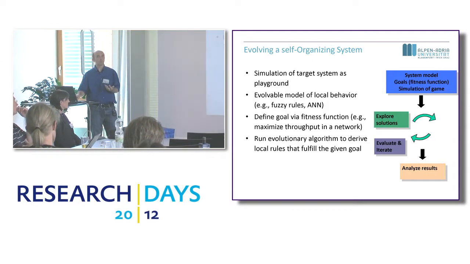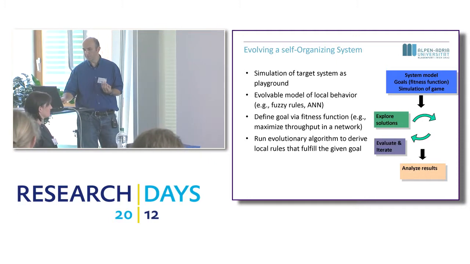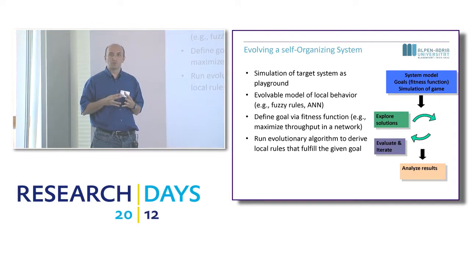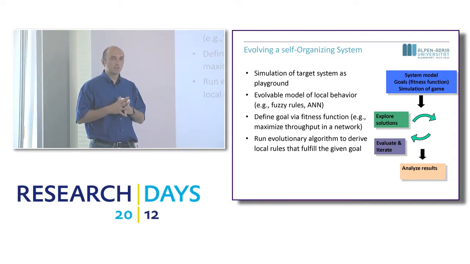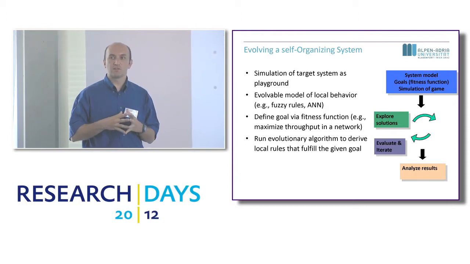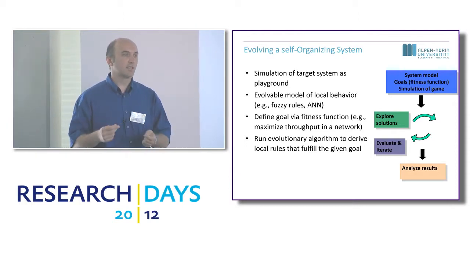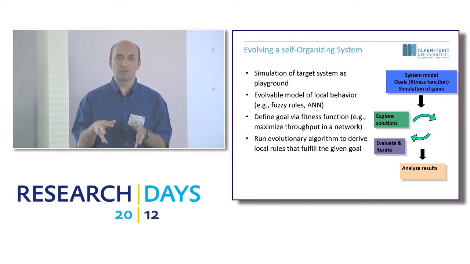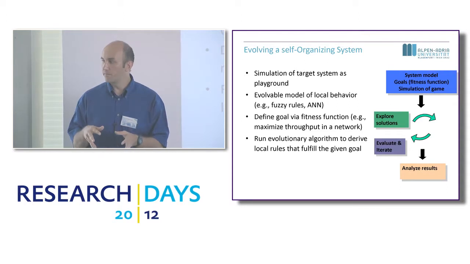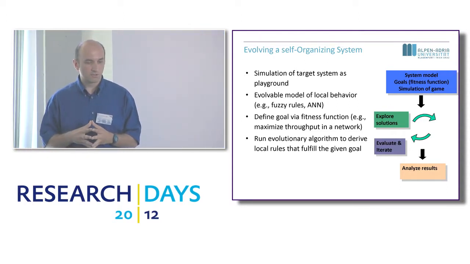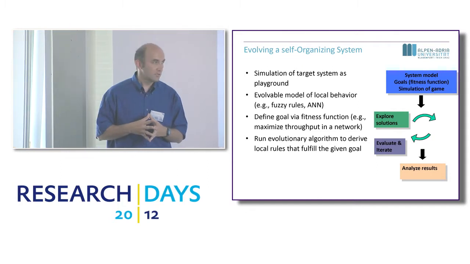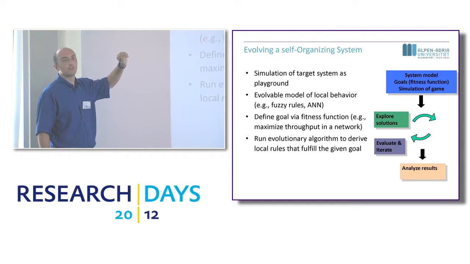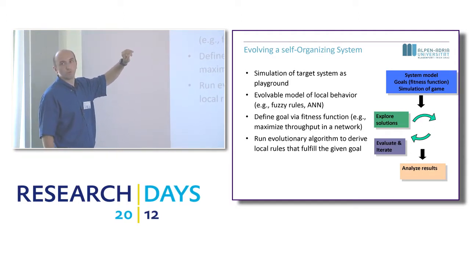Now, when you want to engineer such a system, so you want to build one, there is one problem: how do you get to these simple rules? Because actually, it's not that easy to look at the system behavior you want and then just say, this is done by exactly these rules. Also, the rules to be described are very simple, and it's very hard to find them. In two research projects, we looked at that question, and we came up with a method for engineering self-organizing systems by using evolution.